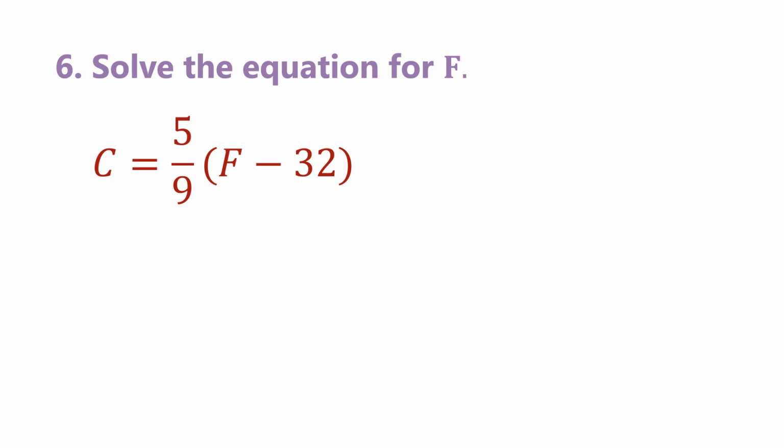All right, slightly more difficult. Solve the equation for F. This is the equation for converting between Celsius and Fahrenheit. So we have C equals 5 over 9 times F minus 32. All right, so F minus 32 inside the parentheses. So right now we're trying to solve for F. All right, so that's what we're going for. We're trying to get F by itself.